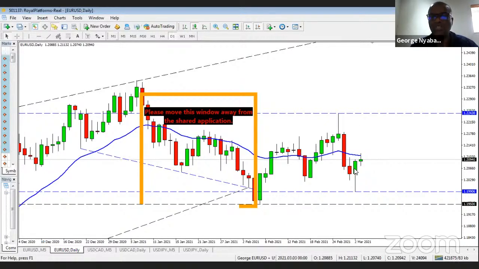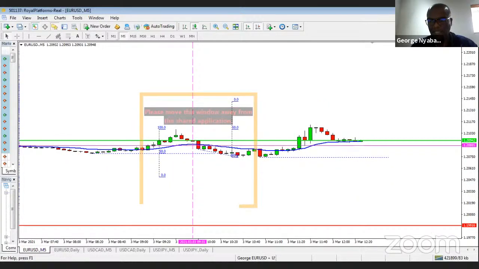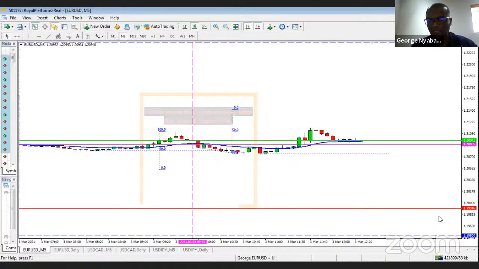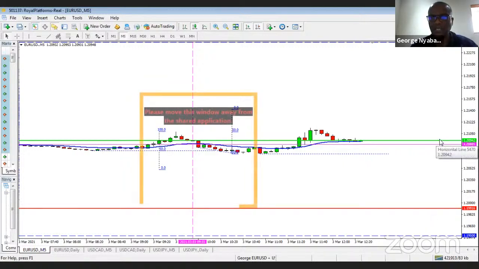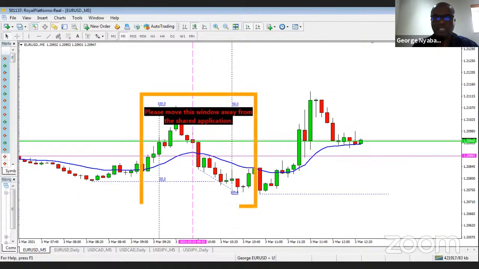Plus, I also then looked at the high and the low of yesterday, and all I do with the high and low of yesterday, I marked the low in red, that's the low of yesterday, and the high of yesterday is marked in green. And that's all I've extracted from my higher time frames.